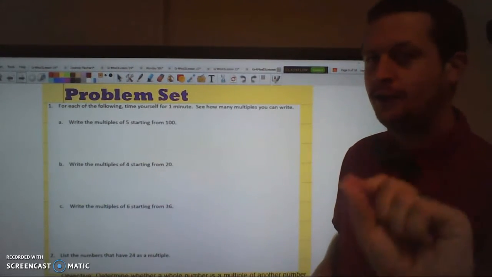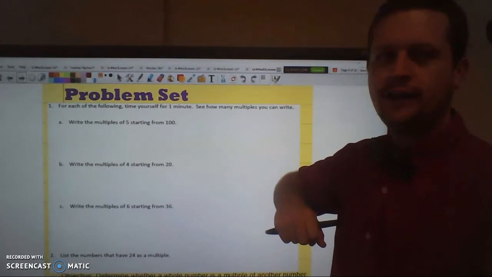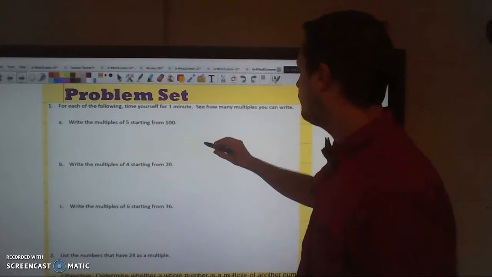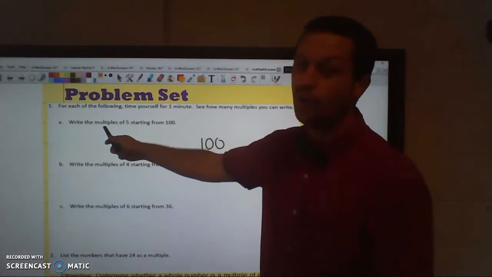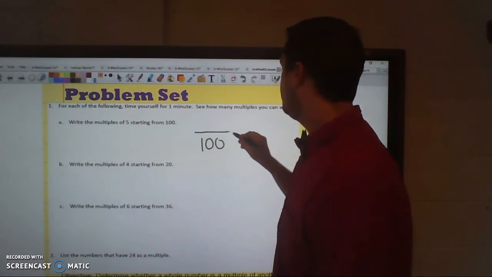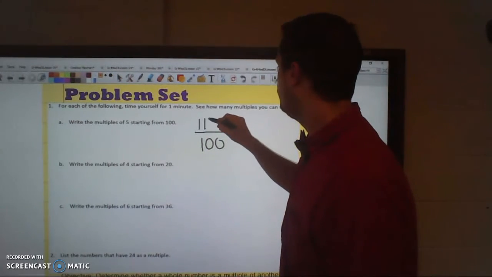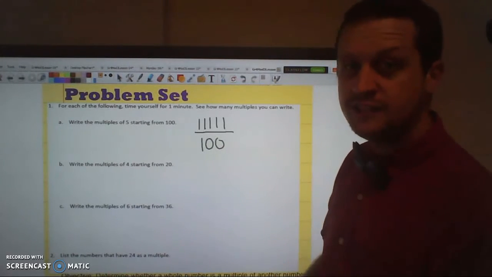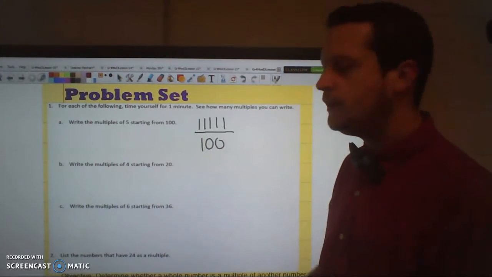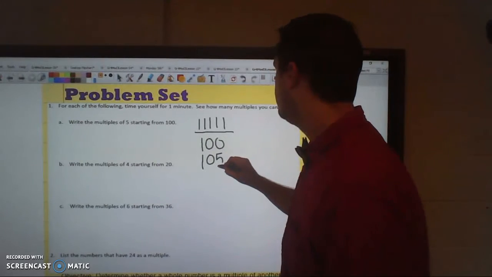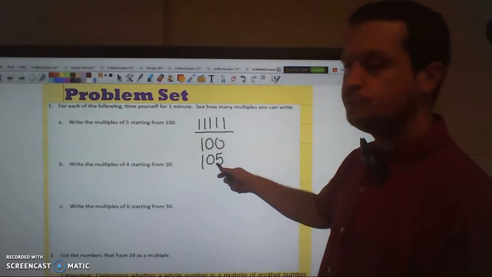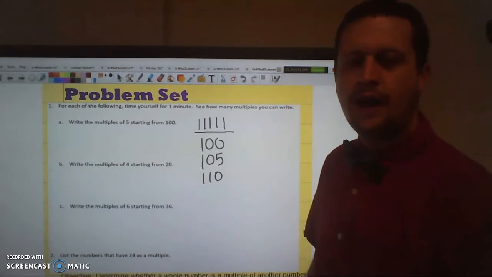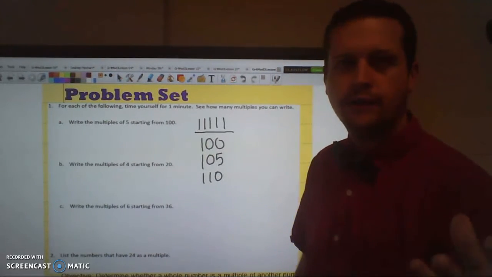So I'm going to write down a strategy that I would do here. So starting at 100, and you can kind of think about this as starting at a 0. But I'm still going to write down 100 because it does say write the multiples. And I'm going to put 1, 2, 3, 4, 5 tally marks up here. So if I had 100, or again, imagine this as a 0, my next multiple would be 105. Just like I was counting if I started from 0. 0, 5, 110.